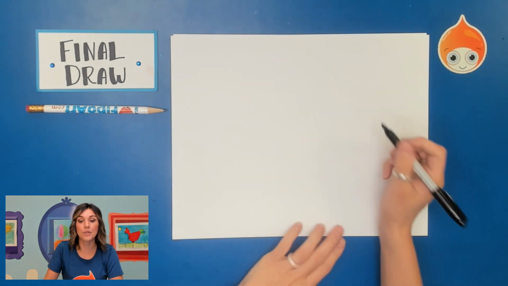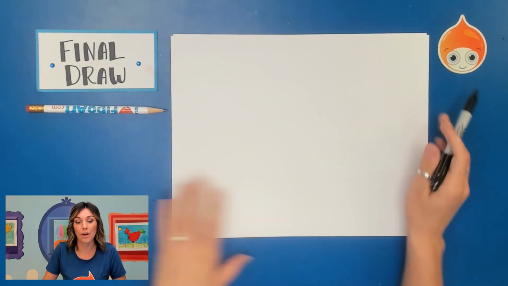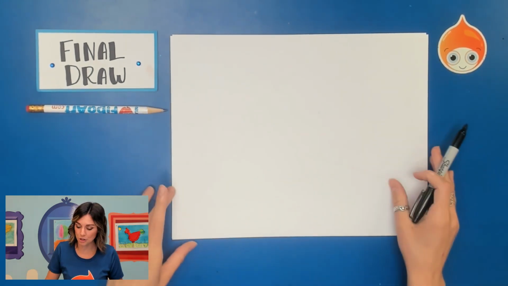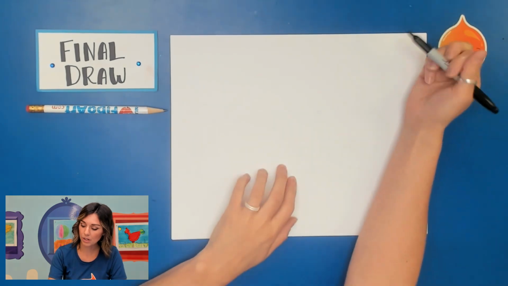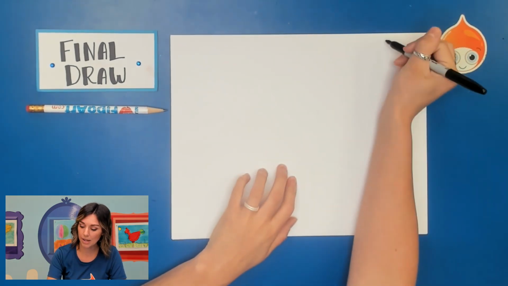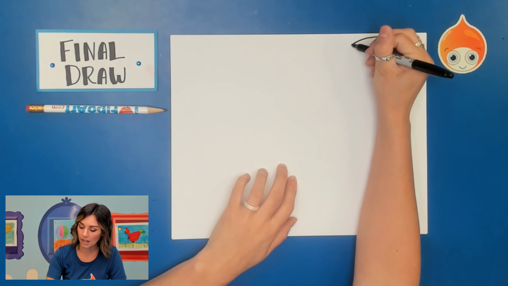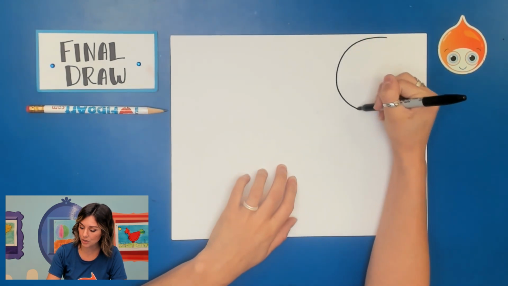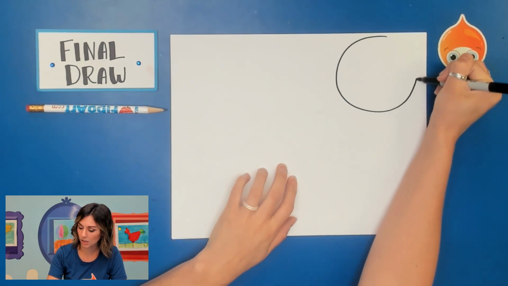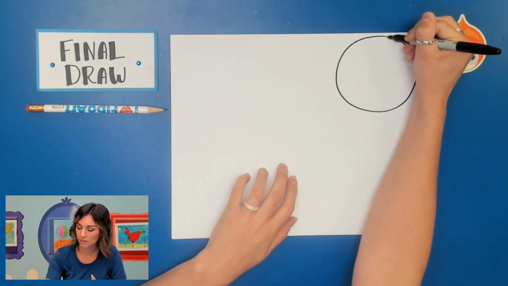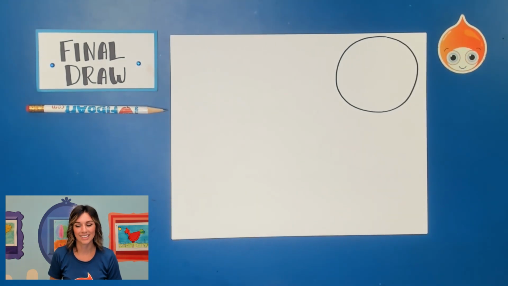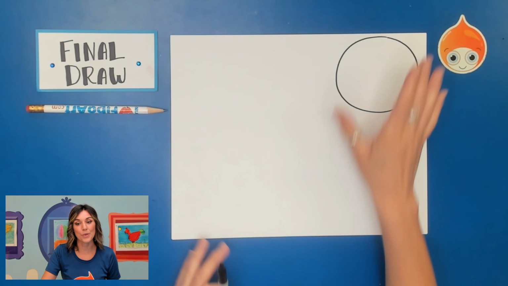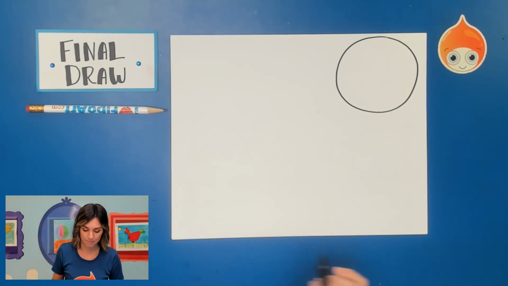The first thing we need to do is we're actually going to be drawing what should be a moon, but it's actually going to be Jupiter. And how we're going to do that is we're going to be going to the top right corner of our paper with our pencil, and you're going to be drawing a circle. All right, so that is going to be Jupiter in the sky.